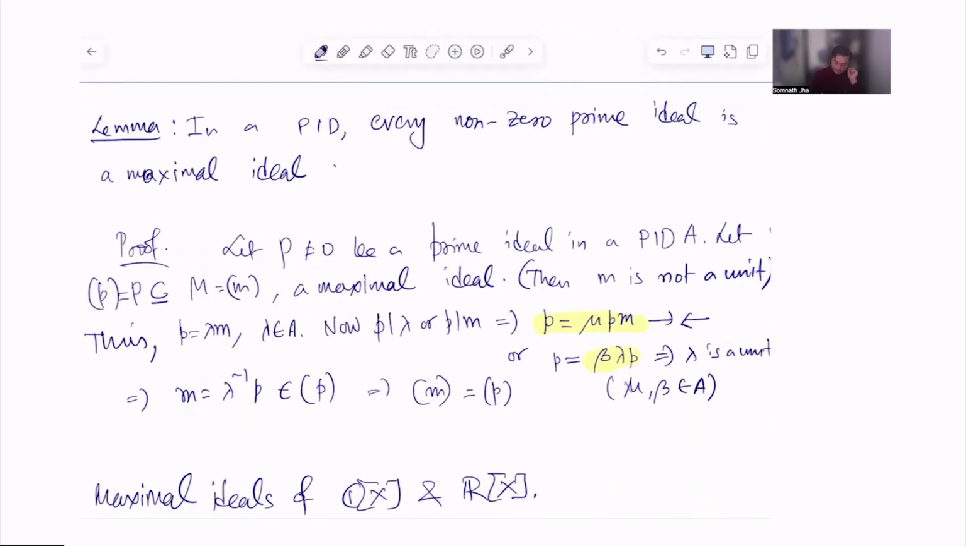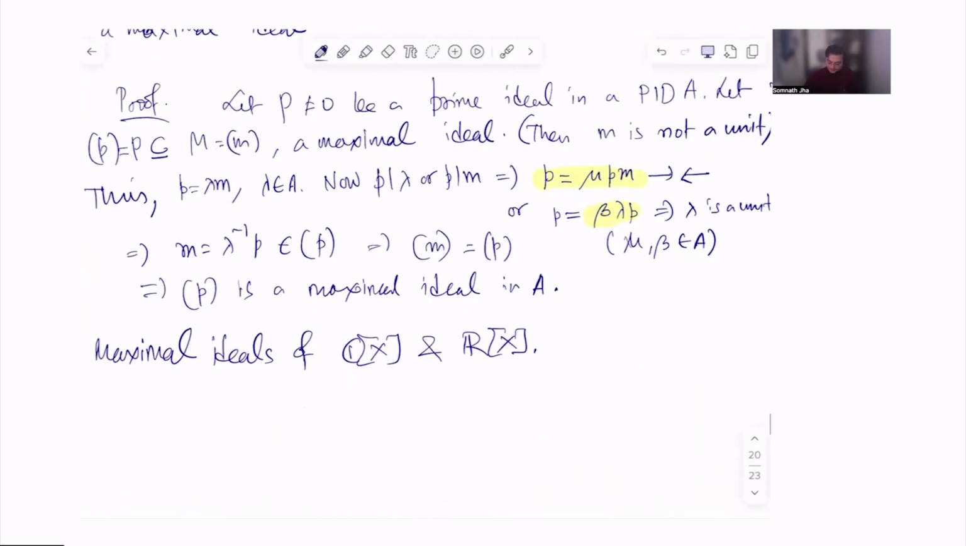So m and p are equal. So that means m is a maximal ideal. This implies that p is maximal in A. So in a PID, every non-zero prime ideal is maximal. Like in Z, every non-zero prime is a maximal ideal, right?